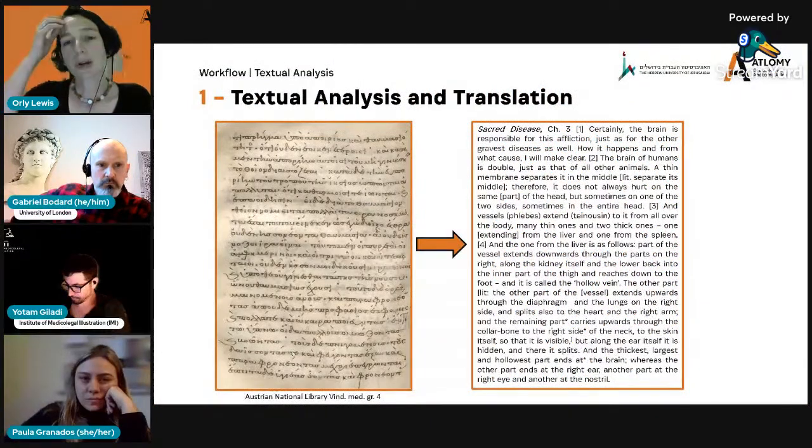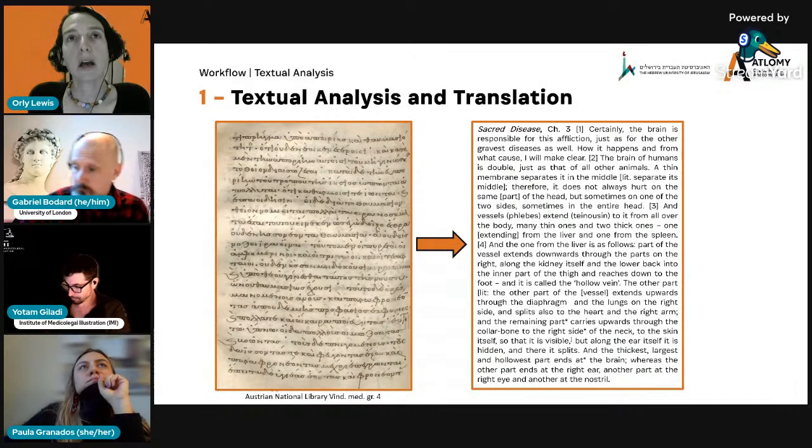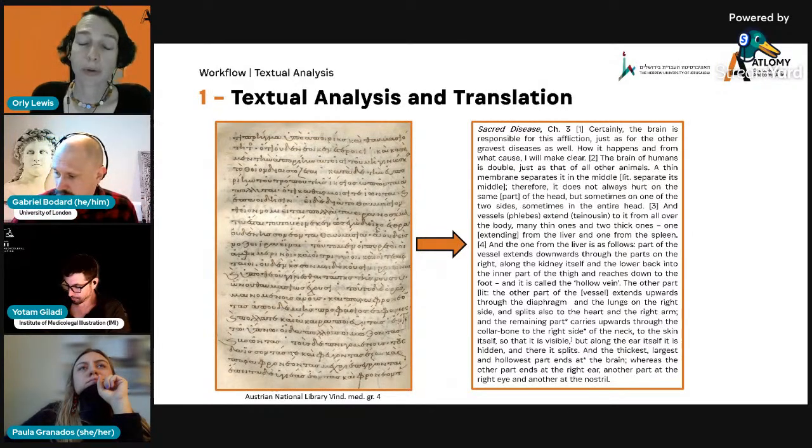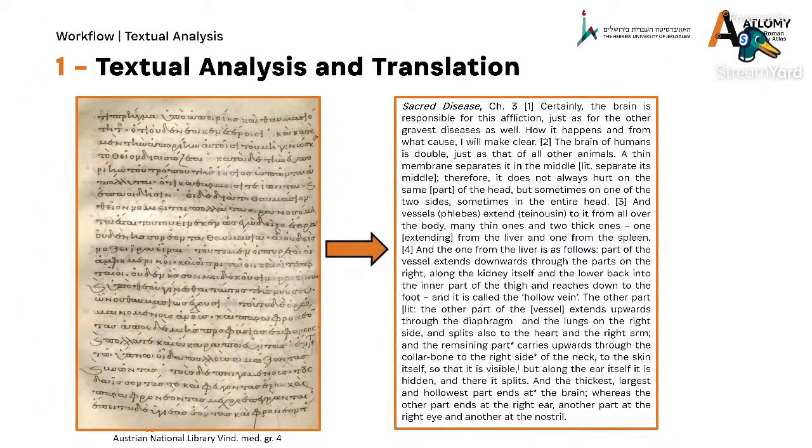So we begin by translating the text. We work on Greek texts mainly. We have some Latin texts. We also have text in Arabic from the 9th century, translations of Greek texts which are now lost. So we have to work with the Arabic. But we take the original text and we translate it into English.